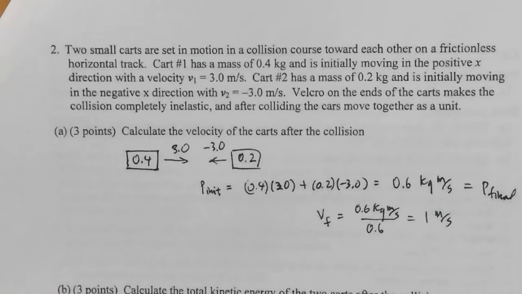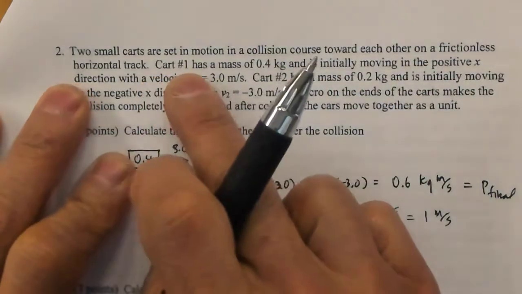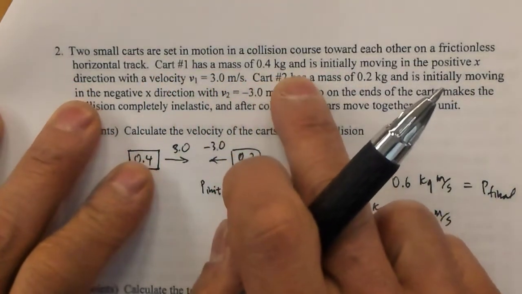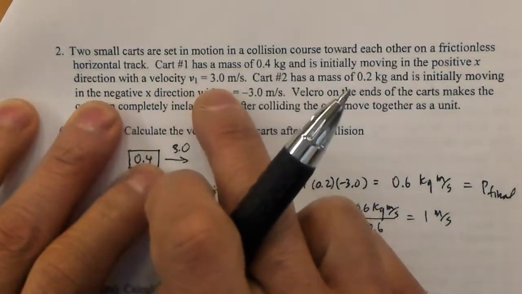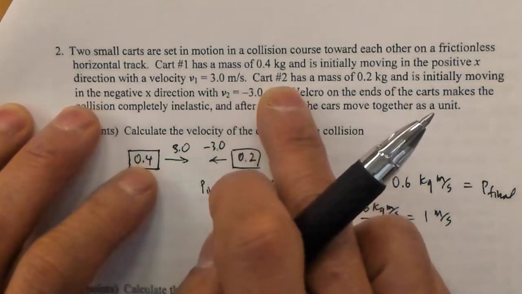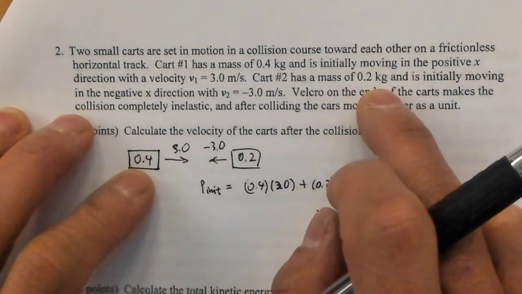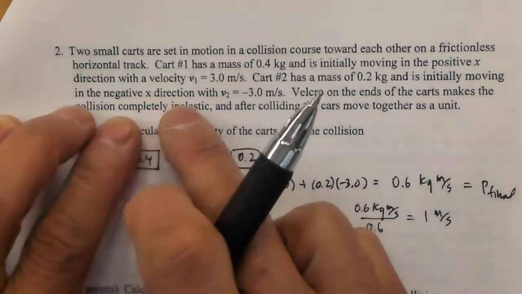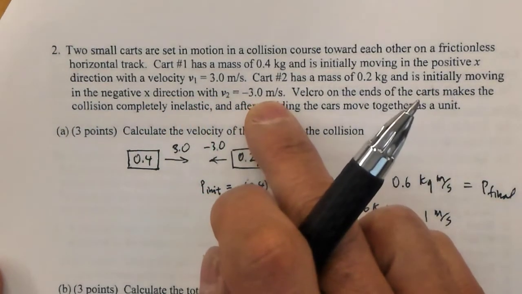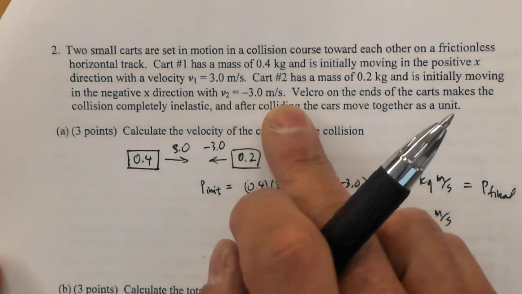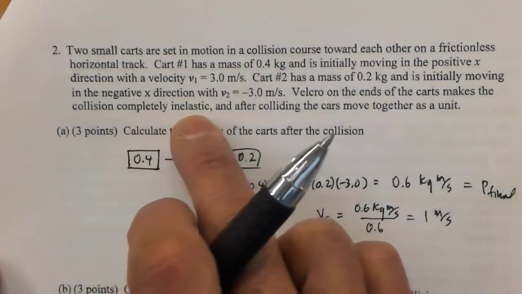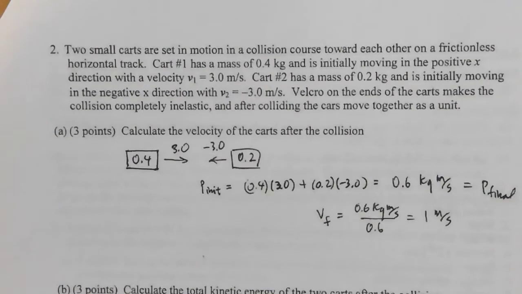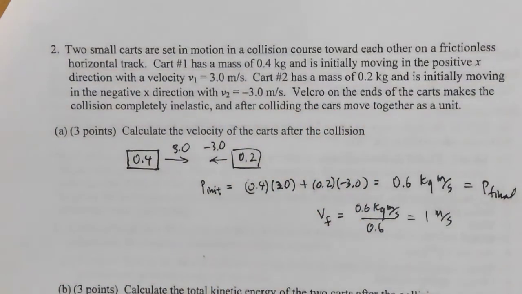Two small carts are set in motion on a collision course toward each other on a frictionless horizontal track. Cart 1 has a mass of 0.4 kilograms and is initially moving in the positive x direction with velocity v1 equal to 3 meters per second. Cart 2 has a mass of 0.2 kilograms and is initially moving in the negative x direction with v2 equal to minus 3 meters per second. Velcro on the ends of the carts makes the collision completely inelastic, meaning they stick together. After colliding, the carts move together as a unit.